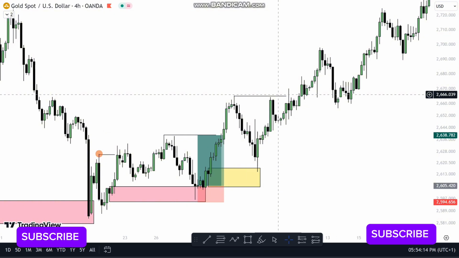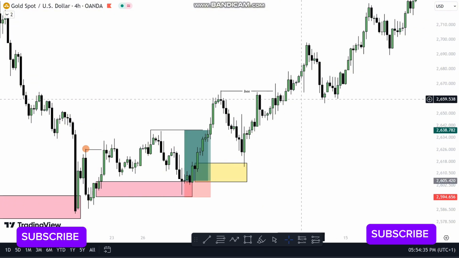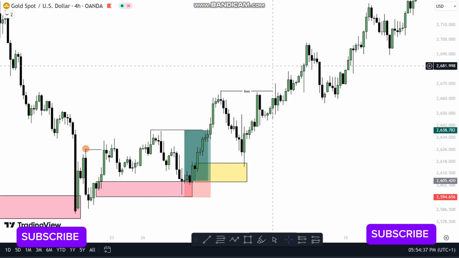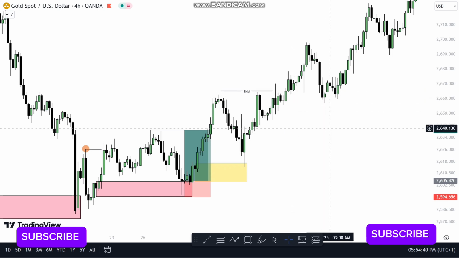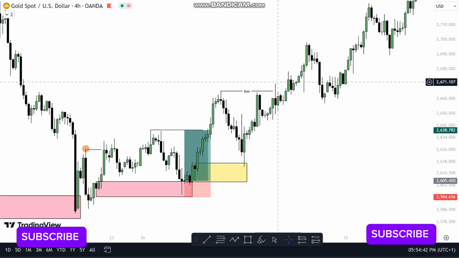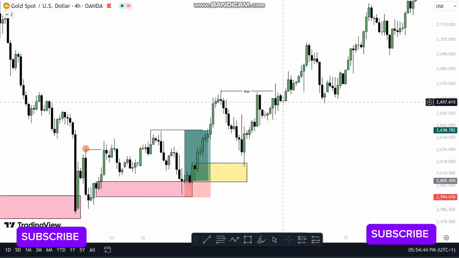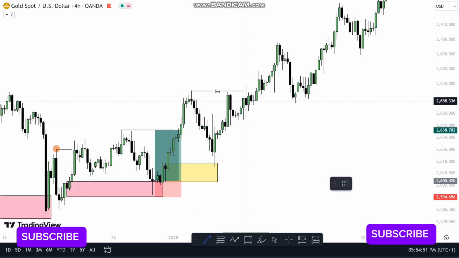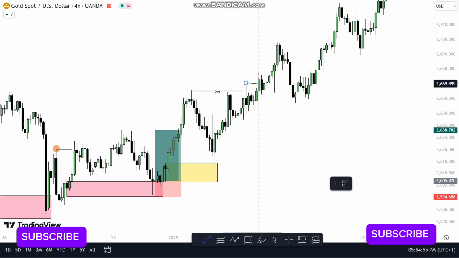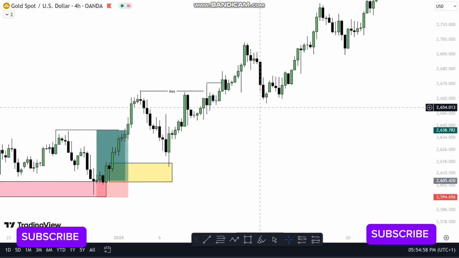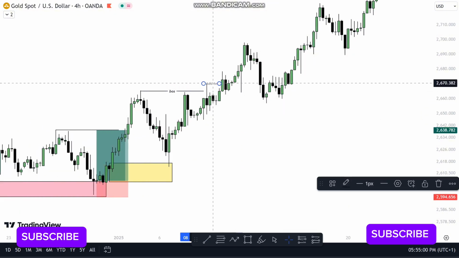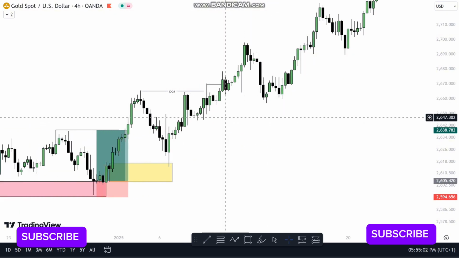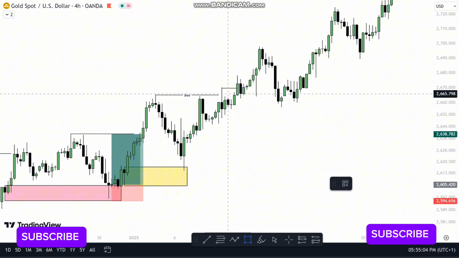Our BOS is here, and if you remember, I don't use a wick break to validate my BOS, but price closed with a wick here and still retraced down, then pushed and broke it with the body of a candle, and that is when I confirm this as another BOS, okay. I call this another BOS here. If you are in my Telegram group, I actually sent this buy signal to my group here. So here is another order block, BOS.